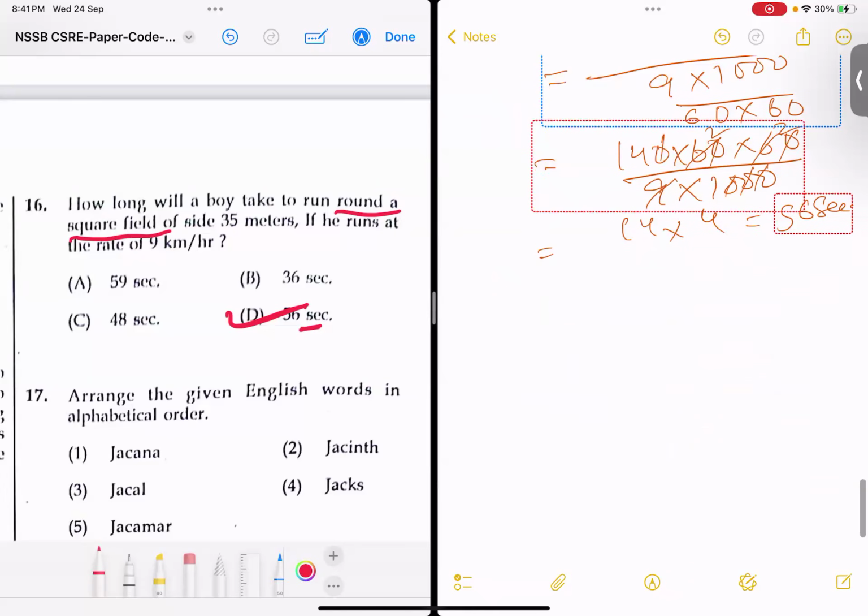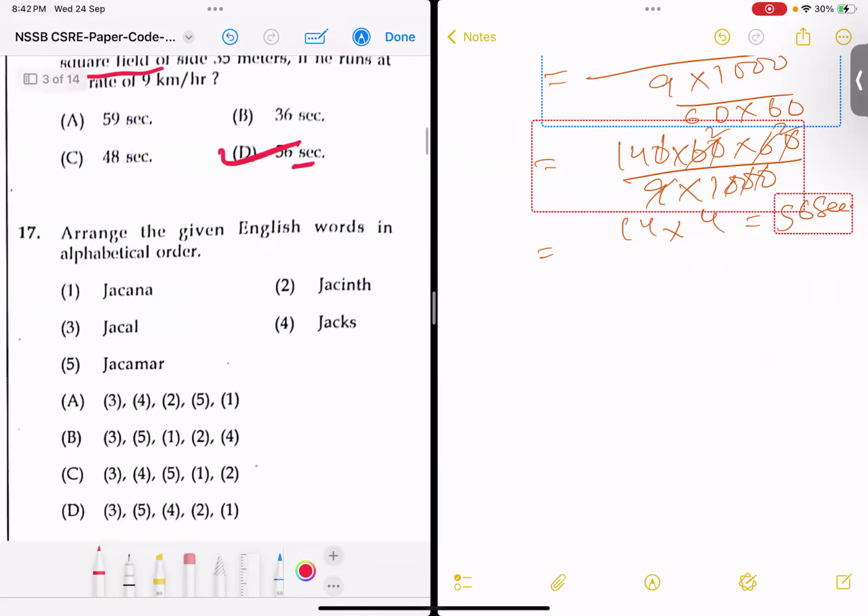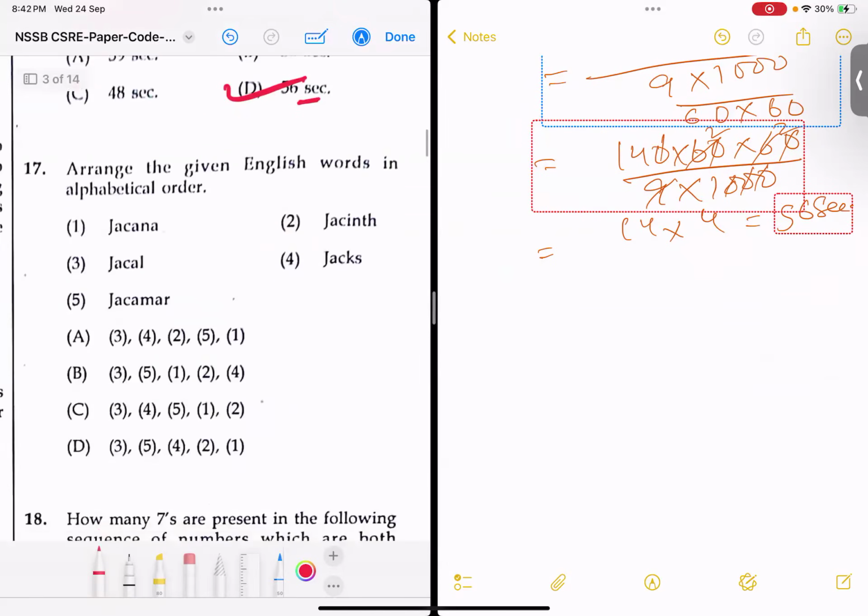Question number 17. Arrange the given English words in alphabetical order. Here we have to go through the alphabets within each word. We'll see the alphabets from left to right. If you look at the first alphabet in every word, it is J: J, J, J, J, and J. So it all starts with J, so we don't have to worry about that.